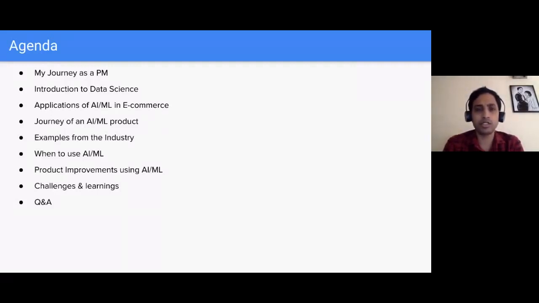And then we'll conclude the session by discussing a few things which as a PM have been a great learning experience for me over the years. Like what are the challenges I've faced, what are some of the learnings, and how do you mitigate the challenges and risks that come associated with building an AI ML product, right? So that's going to be the high level agenda. So without wasting any time, I'll just move on.